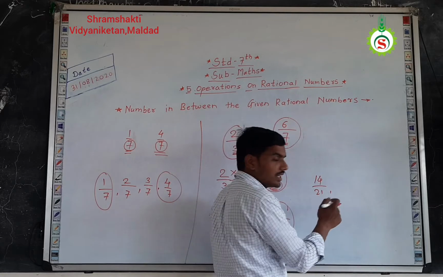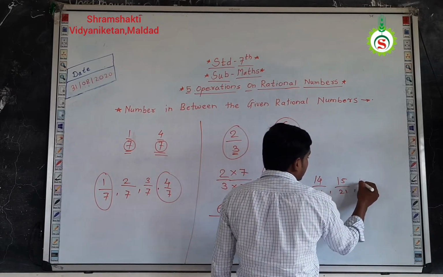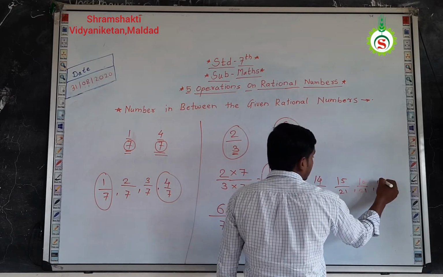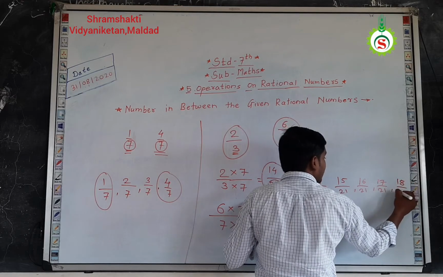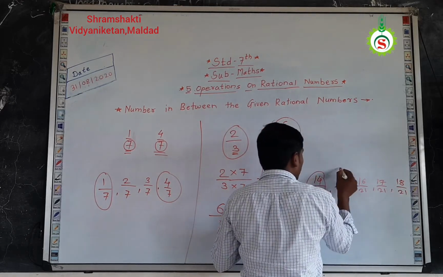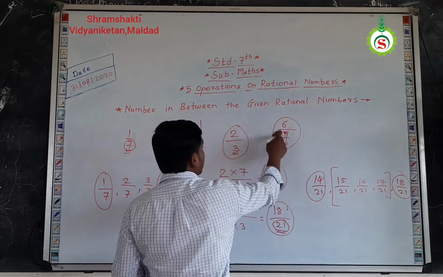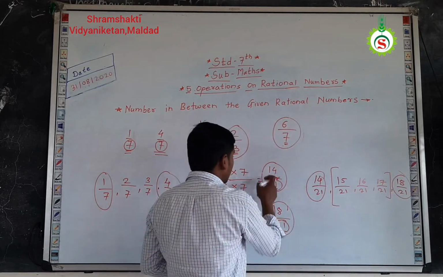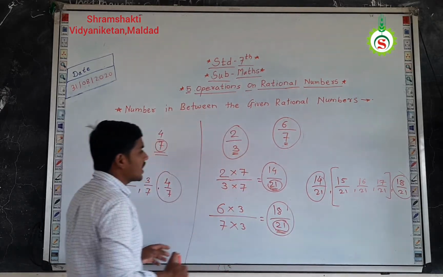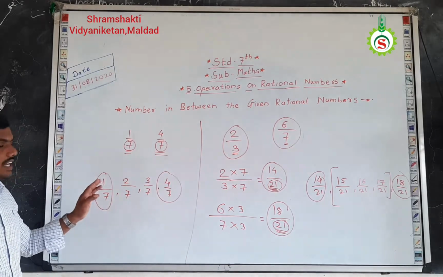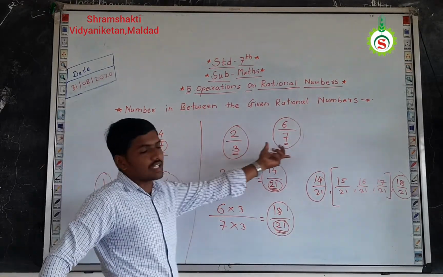So 14 by 21, then after that 15 by 21, 16 by 21, 17 by 21, and the last number is 18 by 21. So those three numbers are in between 2 by 3 and 6 by 7, that is, in between 14 by 21 and 18 by 21. Like that, you can find the numbers in between rational numbers, whether the denominators are the same or different.